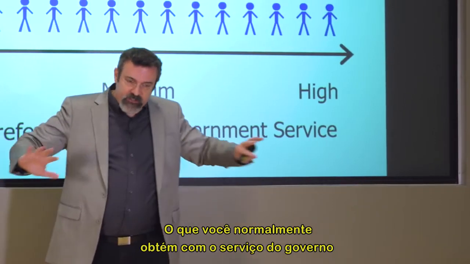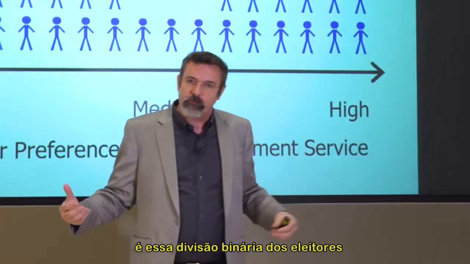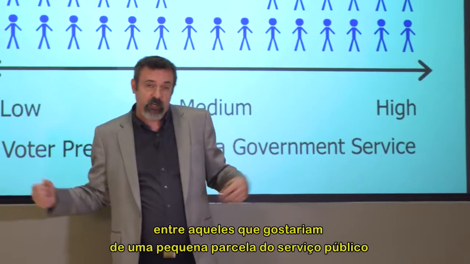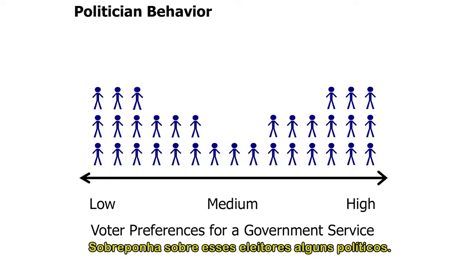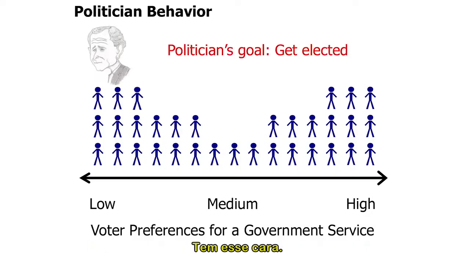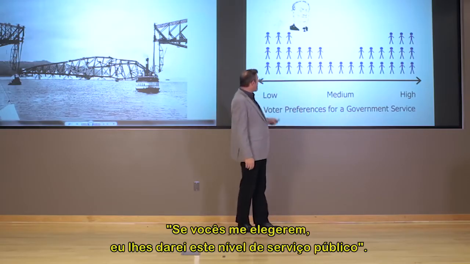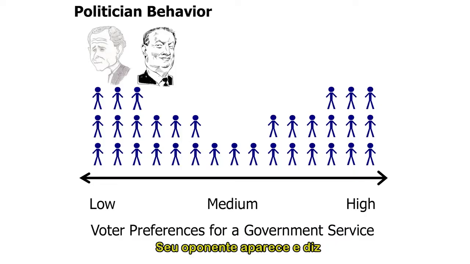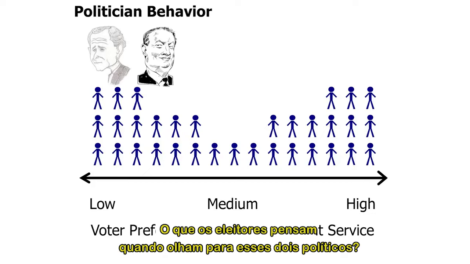So what you typically get with government service is this binary split of the voters between those who would like a small amount of the government service and those who would like a large amount. Now, superimpose on top of these voters a couple of politicians. There's this guy. He's running for office. And remember, his goal is to get elected. And he says to the voters, look, if you elect me, I will provide you with this level of government service. And his opponent comes along, and the opponent says, well, elect me and I'll provide you with this level of government service. What do the voters think as they look at these two politicians?